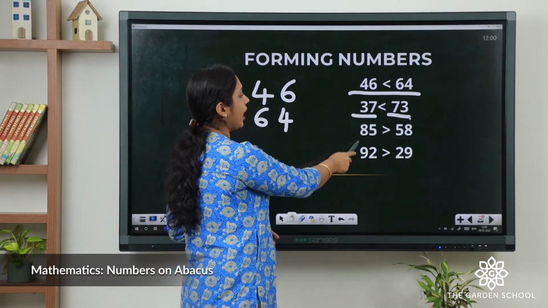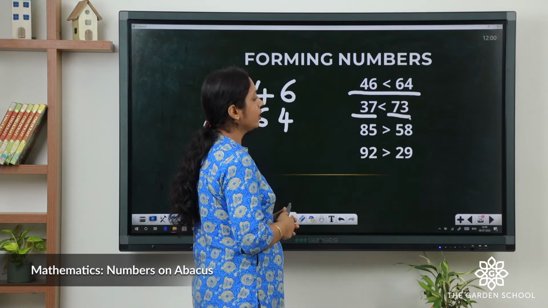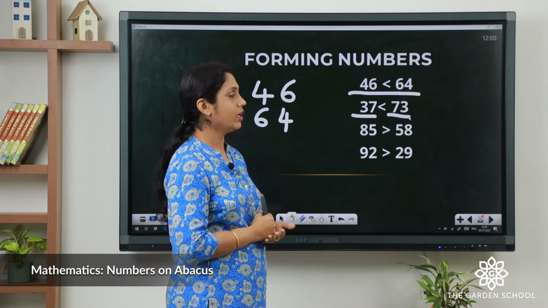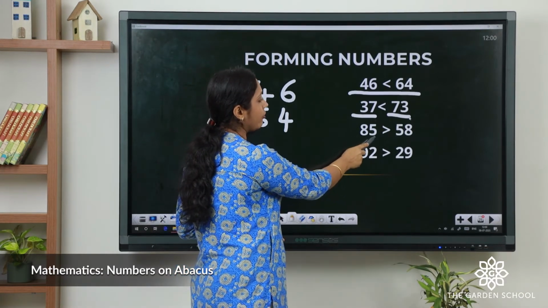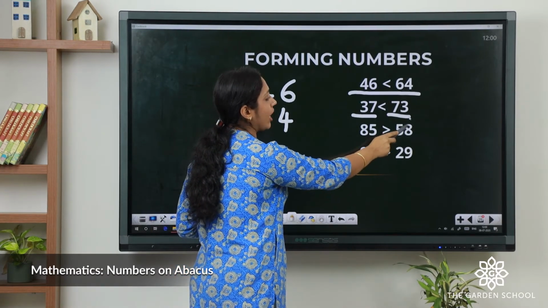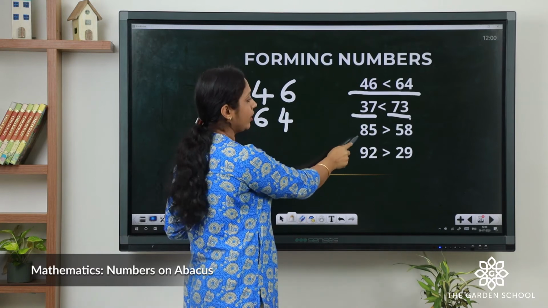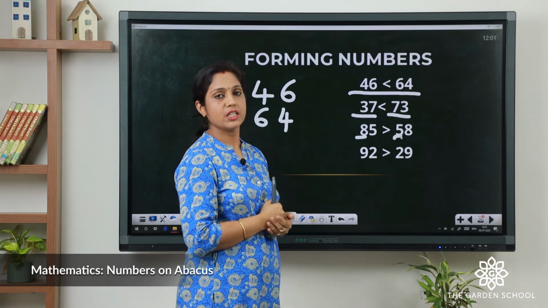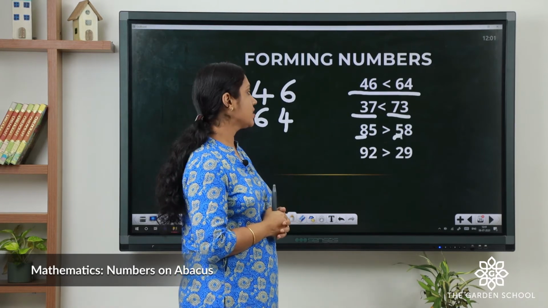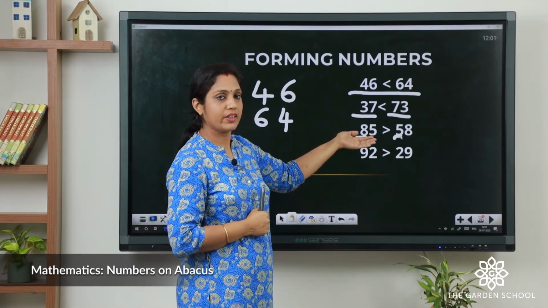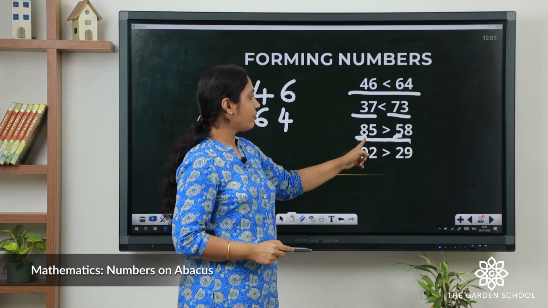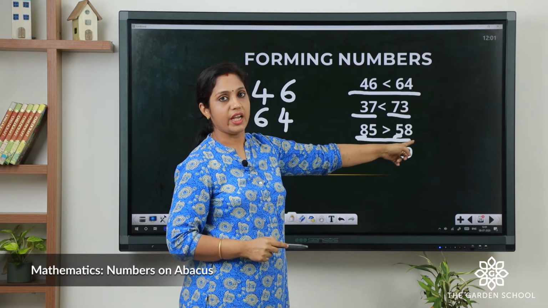We have 85, 58. Both the numbers are the same, but it's not equal. Here we have 8 and 5. Here also we have 5 and 8. Here we have 8 tens. In this we have only 5 tens. So which is greater? 8 tens is greater. So 85 is greater. And how can this be read? It is read as 85 greater than 58.